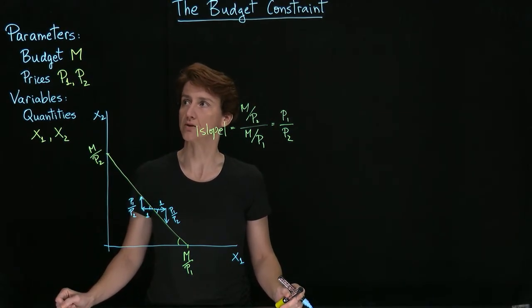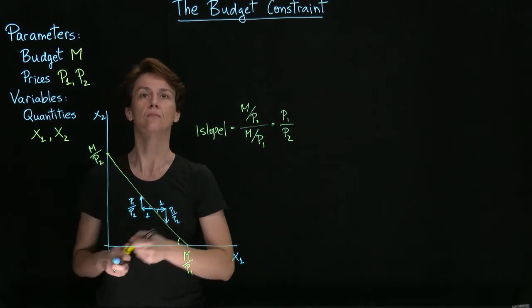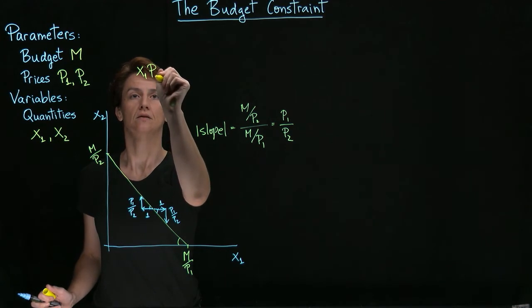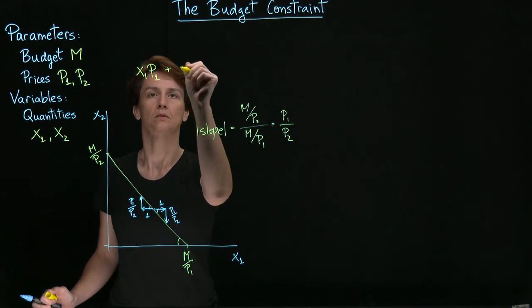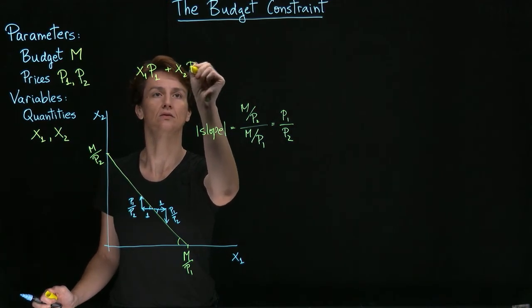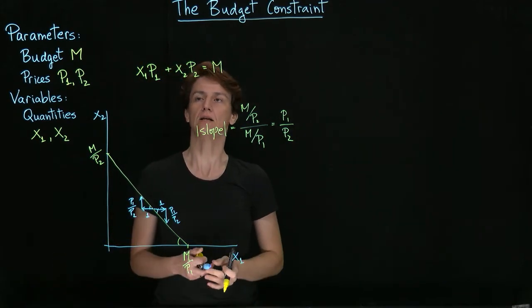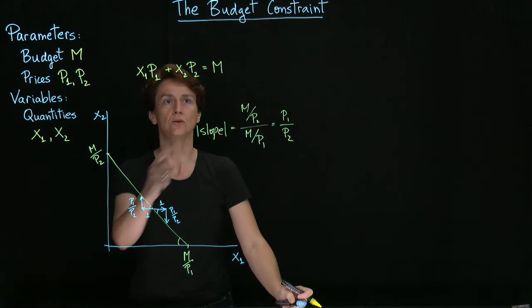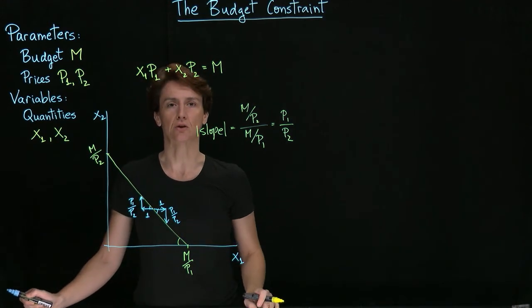We could also write the budget constraint algebraically simply as x1 p1 plus x2 p2 equals m. So the money spent on good 1 plus the money spent on good 2 equals the total budget m. And that equation describes this line as well.